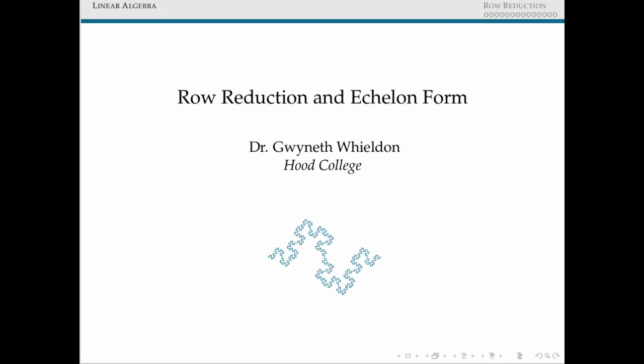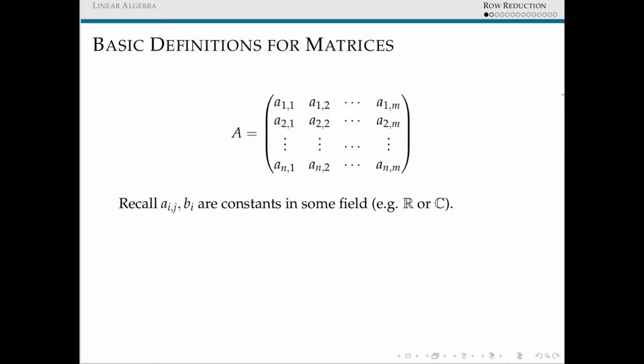Welcome. In this video we'll be looking at Gaussian elimination, also called row reduction, and studying the echelon forms and reduced echelon form of a matrix arising from a system of linear equations. Just to get us on the same page, remember that our matrices all have entries drawn from the same field.